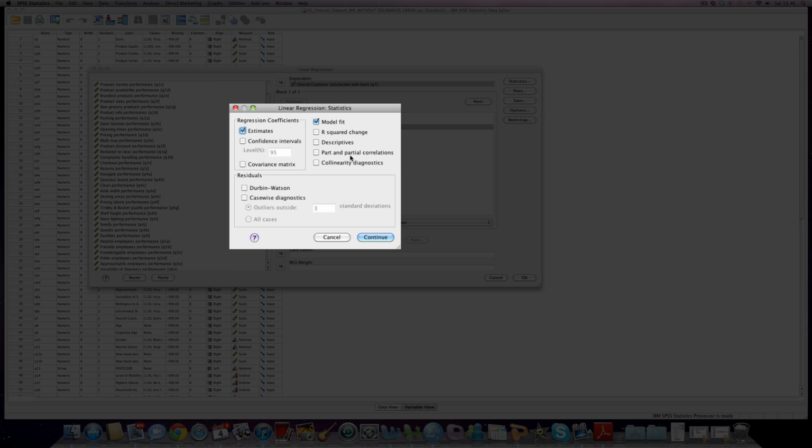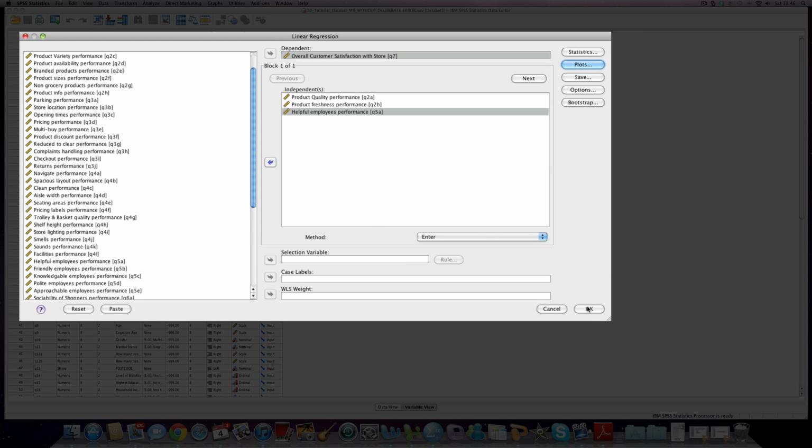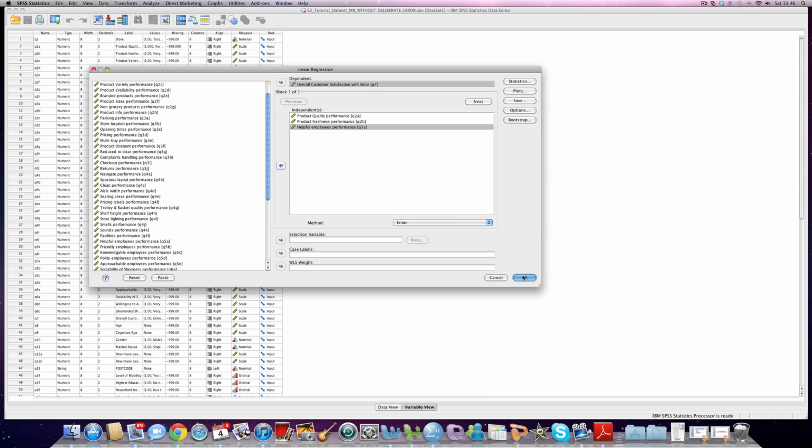What we want to do in the first instance, because we're really only interested in heteroscedasticity at this stage, is to ignore the statistics aspect and click on our plots. What we're going to do is see whether our residuals have any pattern or not. So we move ZRESID into the Y, and we're looking at that against our dependent, which is on the X-axis. We're interested in seeing whether we've got histogram and normal probability plots, so we can click continue. Now, we can then run the analysis, and this will give us some indication of whether we've validated or violated our assumption.